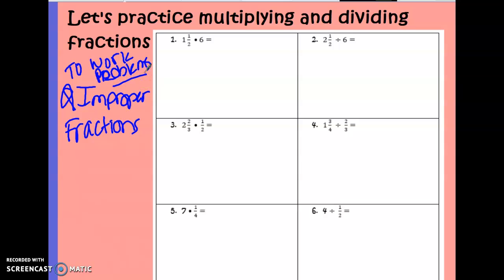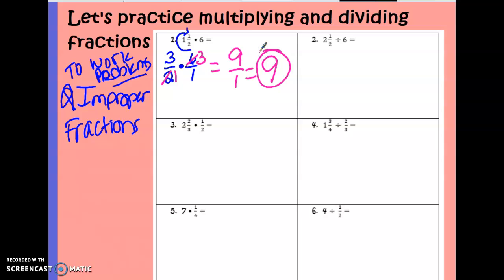So our first one, 1 1/2 times 6. Going to take and convert to improper. Remember, we do that denominator times whole number plus our numerator. So 2 times 1 is 2, plus 1 is 3 halves. Now, when we have a whole number, we can make it an improper fraction by simply putting it over 1. I can cross simplify the 2 and the 6. 2 divided by 2 is 1. 6 divided by 2 is 3. Multiply it out. 9 over 1, or just 9.